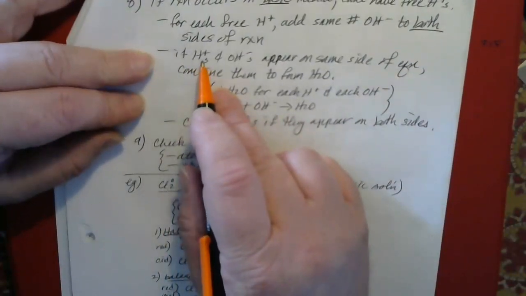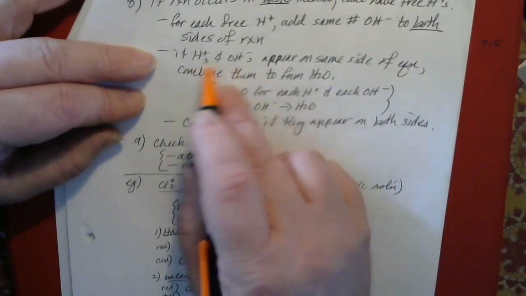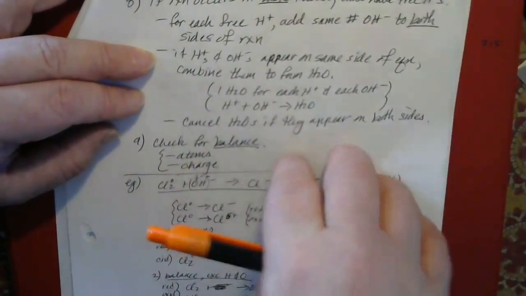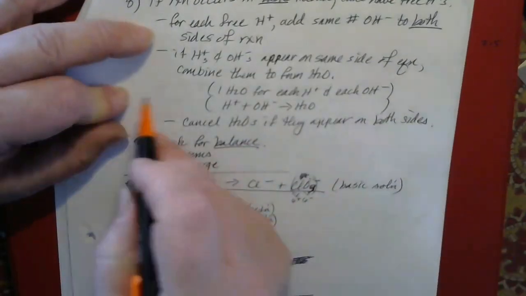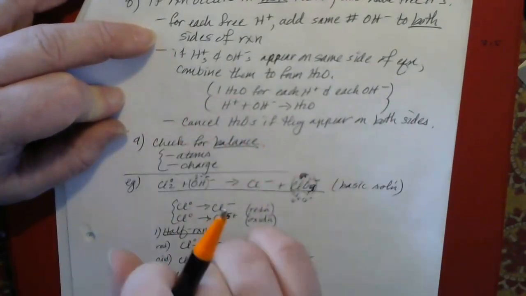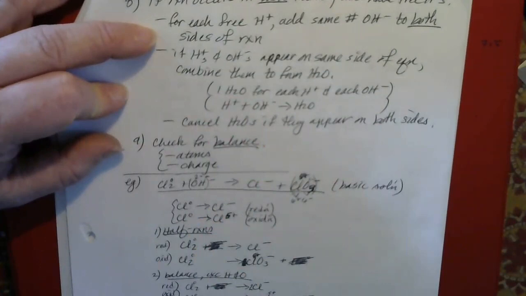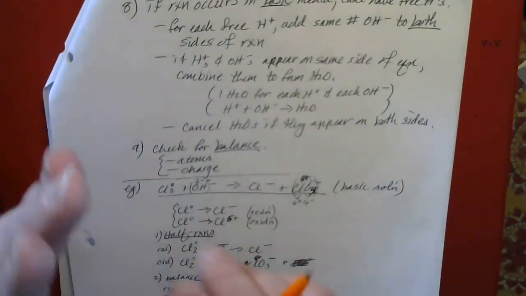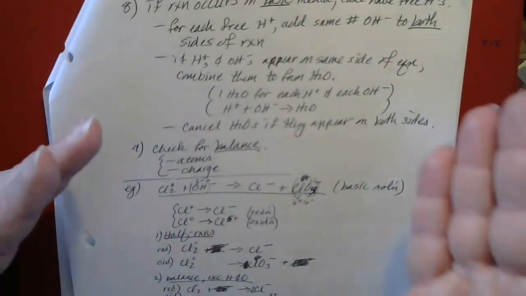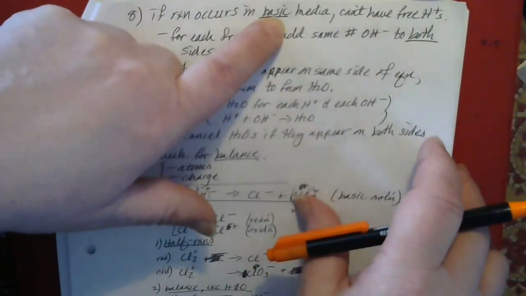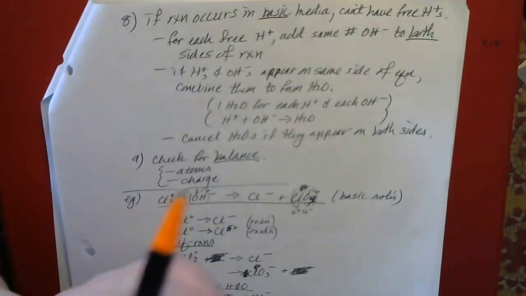And then anytime you have H pluses and OH minuses on the same side of the equation, they will combine to form H2Os. So if you have 3 H pluses and 3 OH minuses on the same side of the equation, combine those and write it as 3H2O. And now you will have gotten rid of the H pluses on that side of the equation, and you'll have some free OH minuses on the other side of the equation. But that's okay if it's a basic environment. You can have free OH minuses floating around. That's okay.